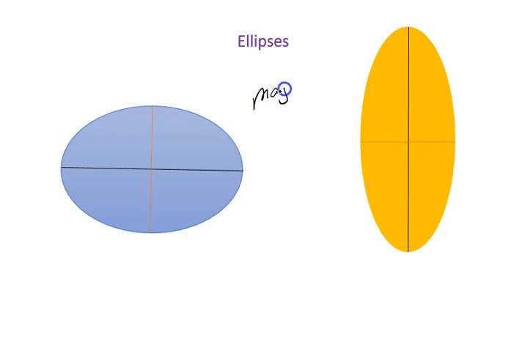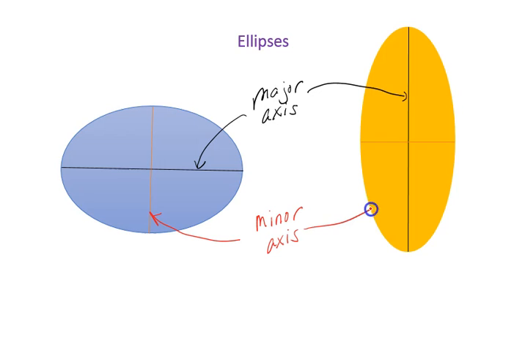So I'm going to write major axis. And that again is this black line. The red line is the axis that would go the other way through the middle, and that one is called the minor axis because it's obviously the smaller of the two lines going through the middle there. So minor axis.